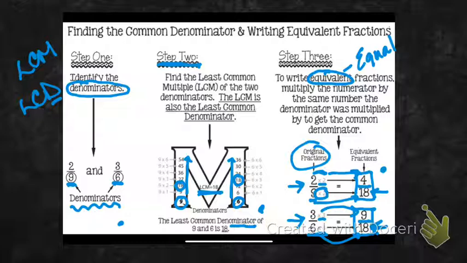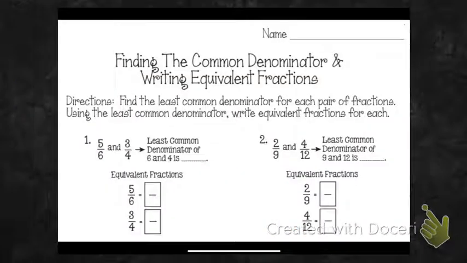All right, so now we are going to walk through a couple of examples just to make sure we understand what we're doing. Then I'm going to let you try a couple examples on your own, and then we'll come back together and check the answers. This paper that's on my screen right now should be handed out to you from the substitute. We're going to walk through these first two problems together. As you can see, it says finding the common denominator and writing equivalent fractions. That's the key to what we're doing.